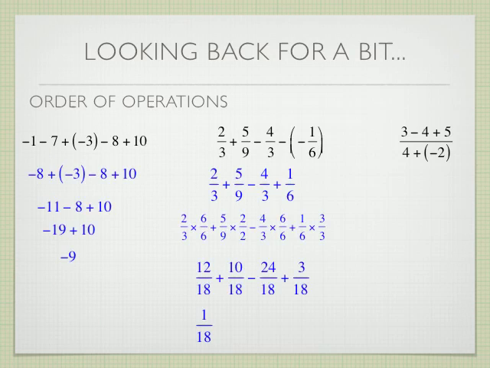3 minus 4 plus 5 is on the top. 4 plus negative 2 is on the bottom. I don't have any parentheses except for the silly ones that are around negative 2 so that it doesn't look weird. But I do have grouping. The numerator is grouped and the denominator is grouped. So I'll group everything upstairs. 3 minus 4 plus 5 is 4. And 4 plus negative 2 is 2. Now I do my division. 4 divided by 2 is 2.